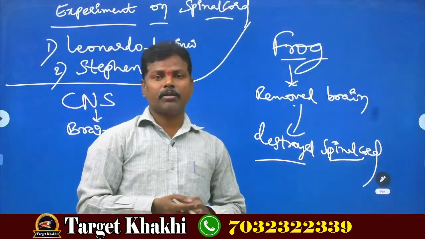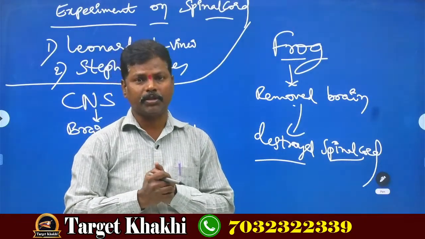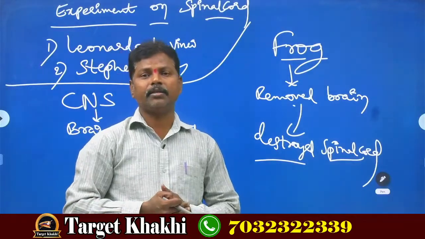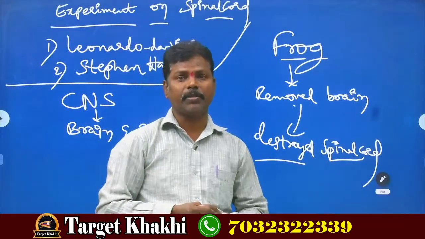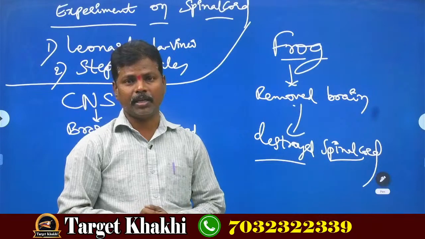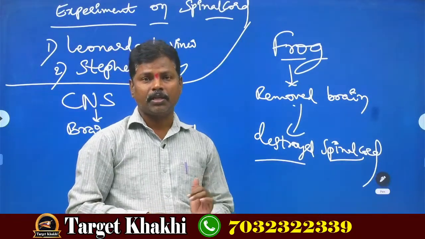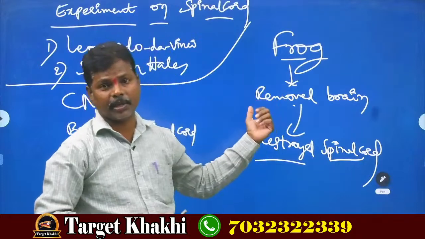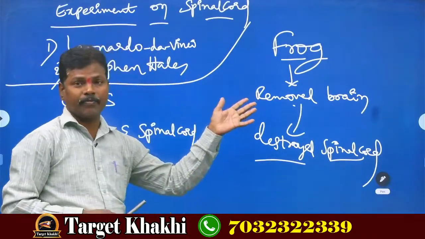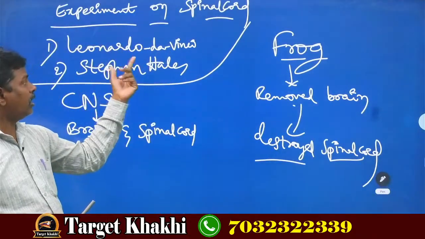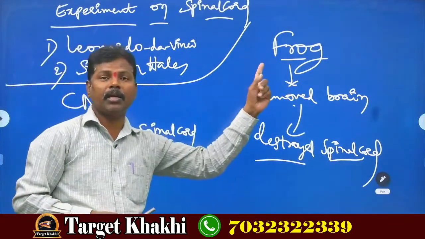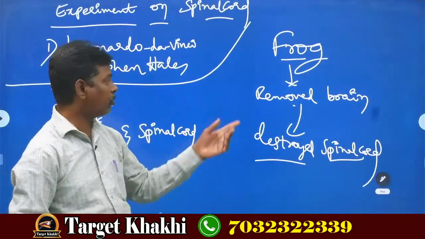Tomorrow, in the next class, we will discuss the peripheral nervous system and autonomous nervous system, the remaining two systems. Okay? So this is about the structure and functions of spinal cord and the importance of spinal cord, in which Leonardo da Vinci and Stephen Hales conducted experiments only on frog for the first time, to know the importance of spinal cord.